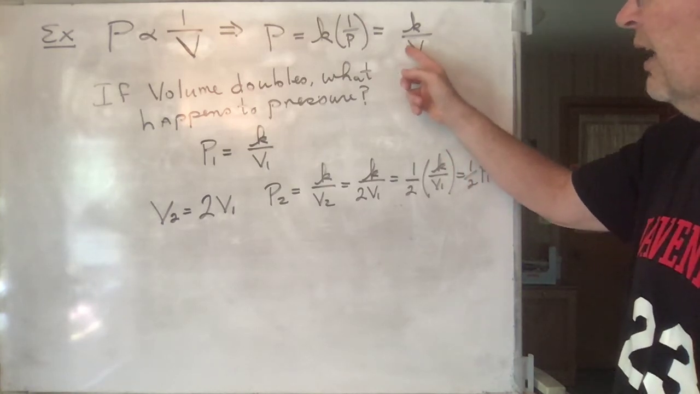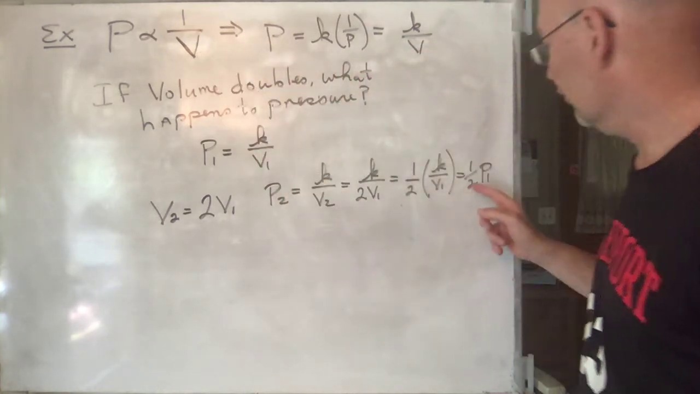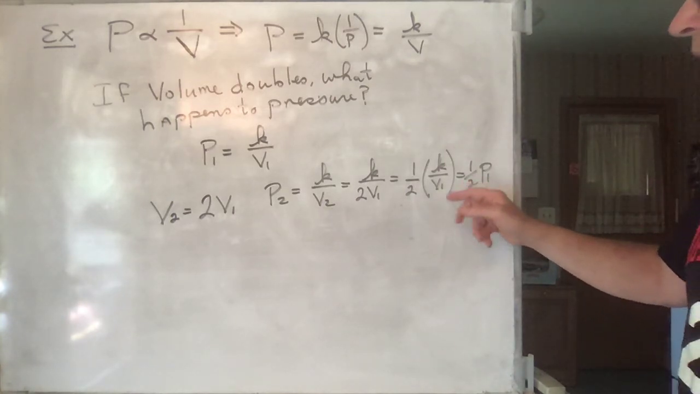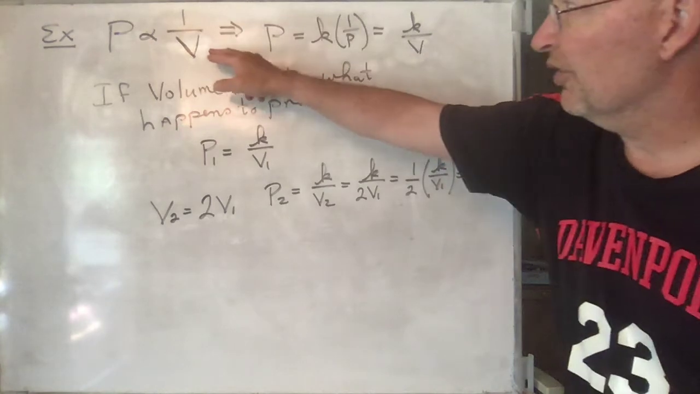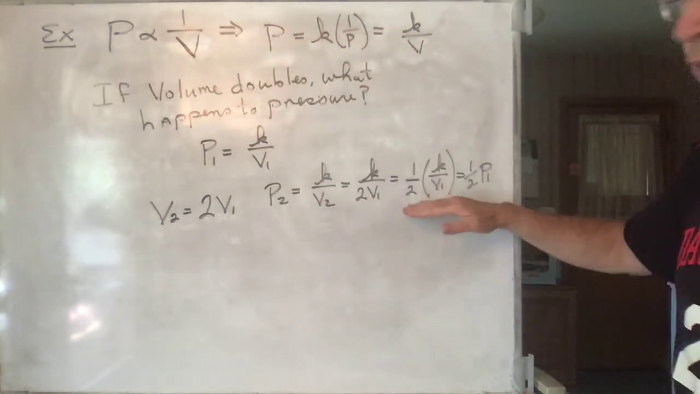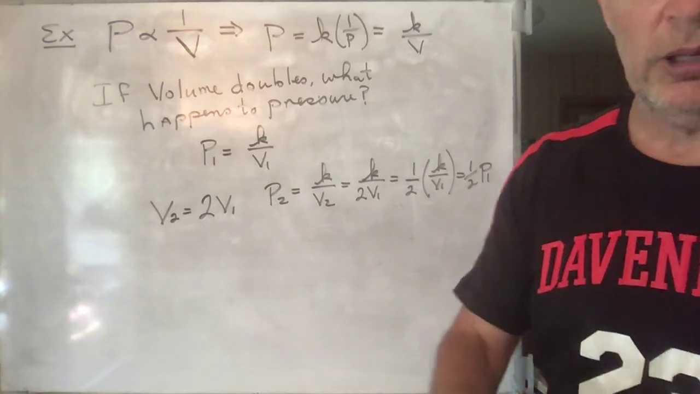So in other words, as you suspect, if you double the volume, this is going to make this twice as big down there. And so now the pressure is going to be half as much. That's why we call that an inverse relationship. Because now as one gets bigger, the other one gets smaller. See that? In the other ones, as one got bigger, the other one got bigger. Now as one gets bigger, the other gets smaller.